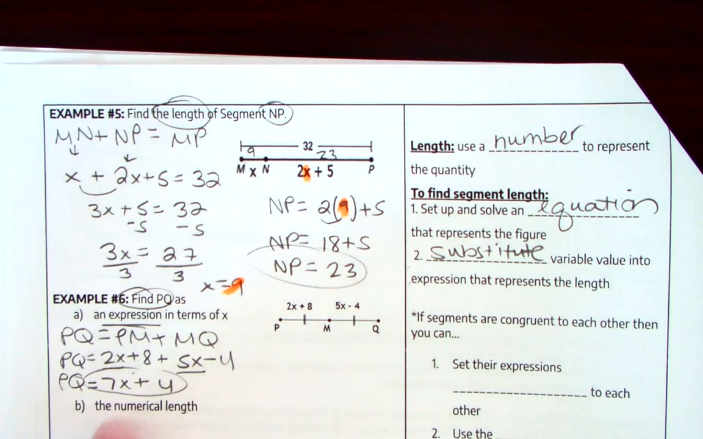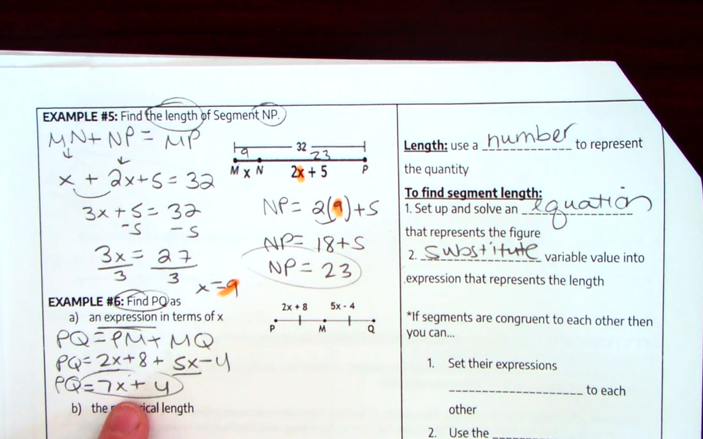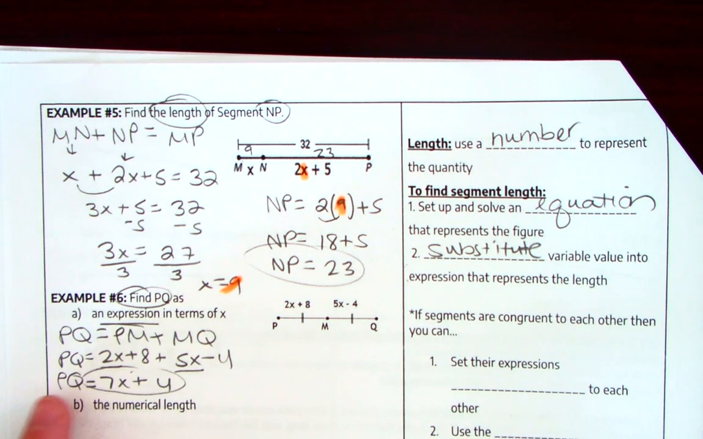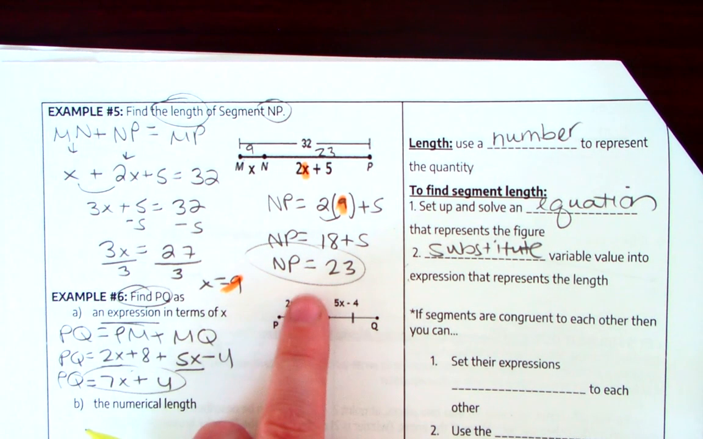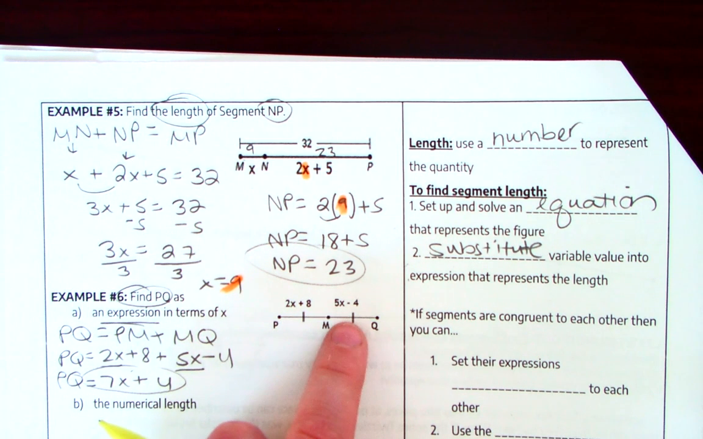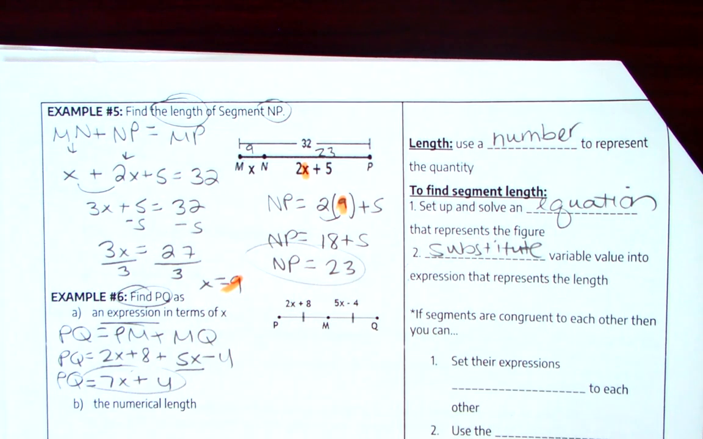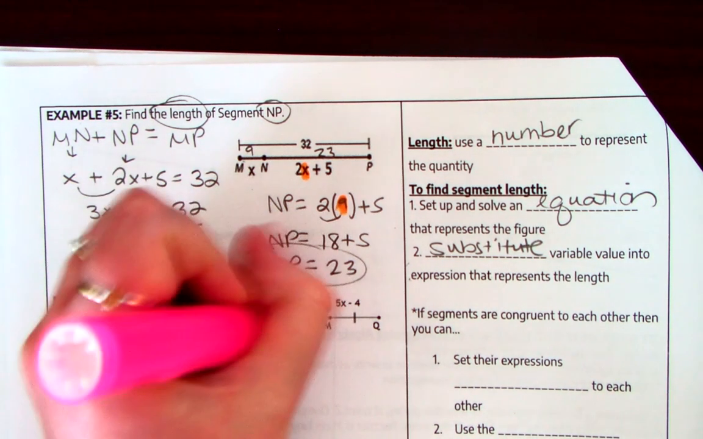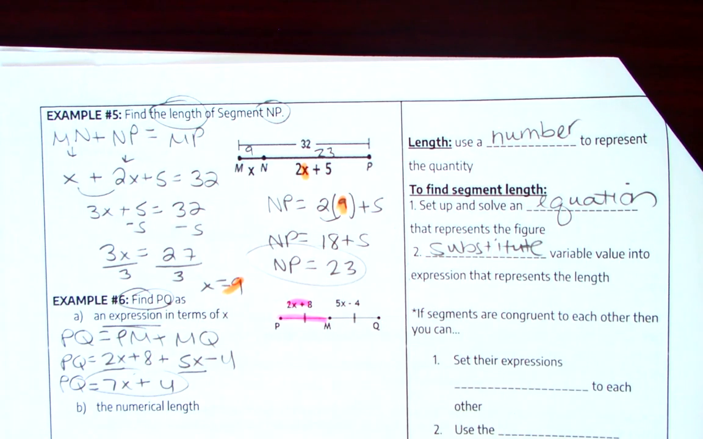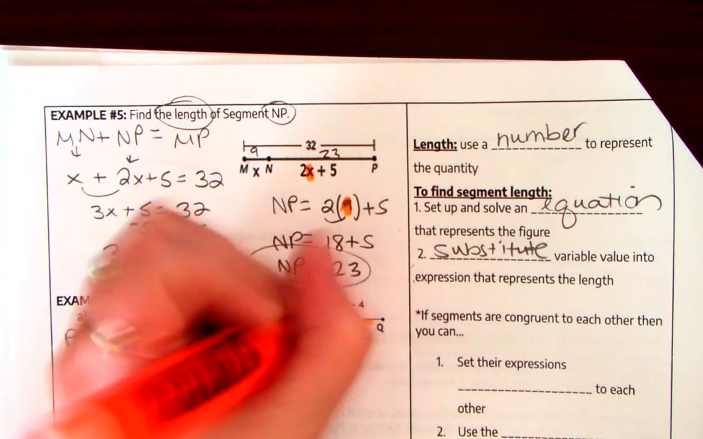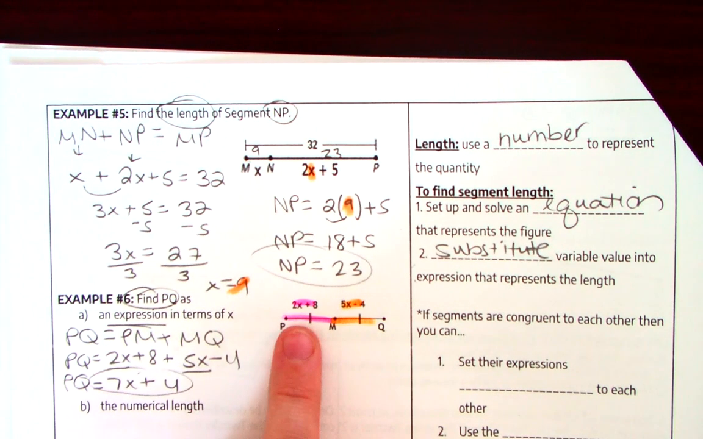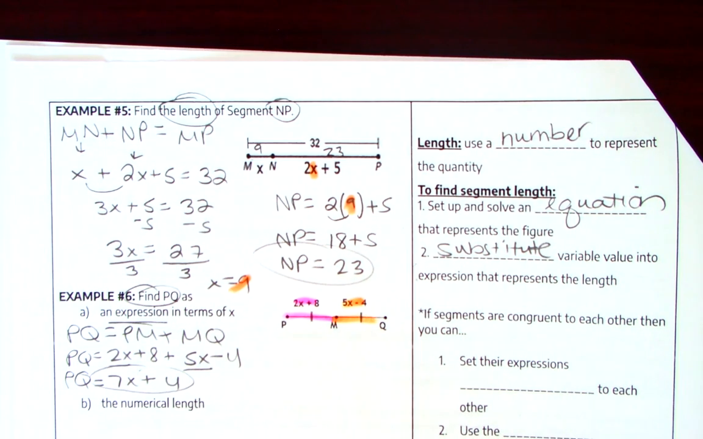So my expression is going to be 7X plus 4. Okay? So that's how I could express the length of PQ if both of its parts are labeled. Like part of the segment PM is 2X plus 8, plus the other part, 5X minus 4. I just took these two parts and added them together because the combo of the pink plus the orange is the whole segment, okay?